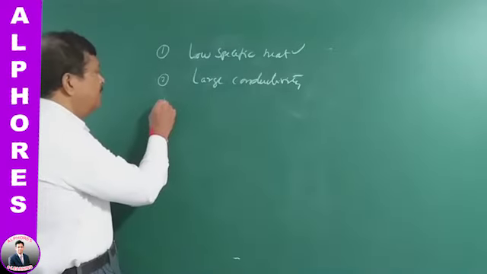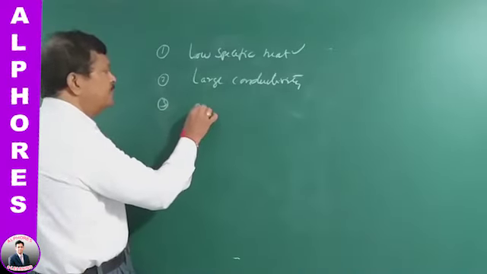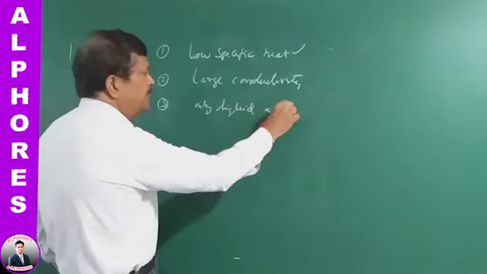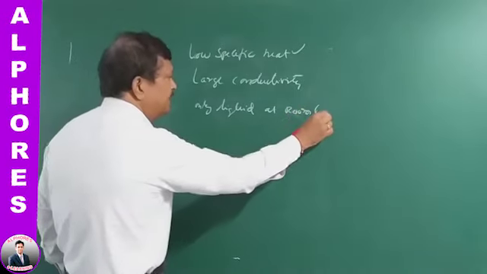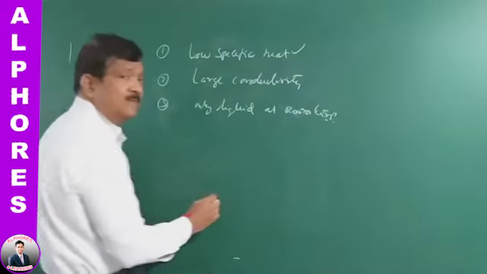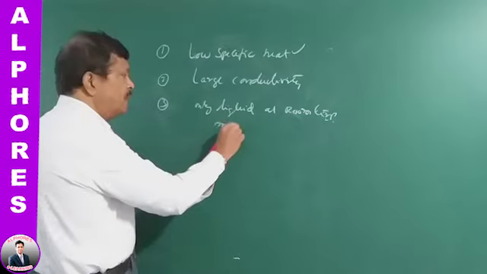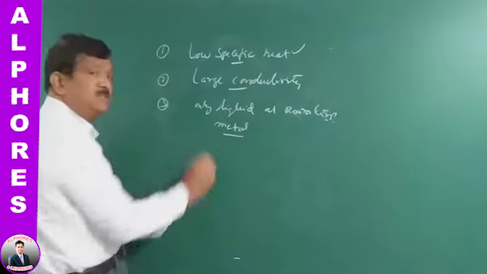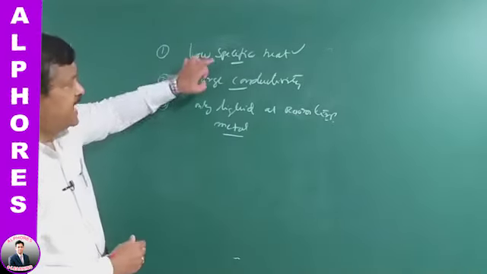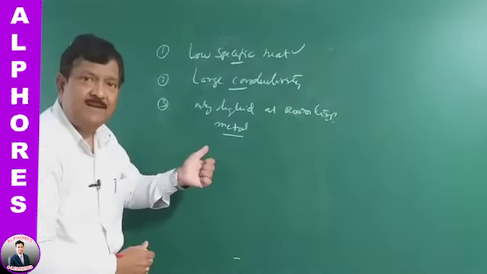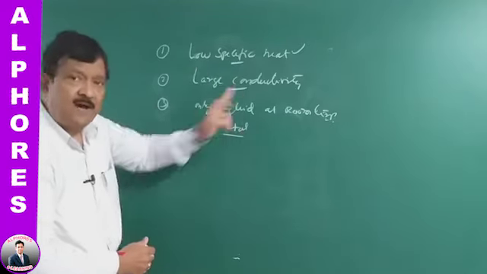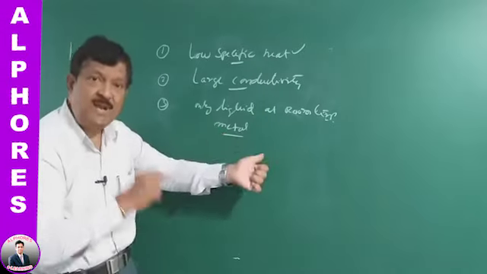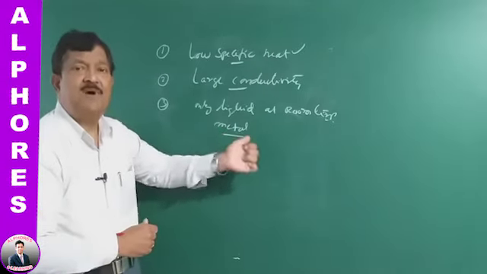And number three, mercury is the only liquid at room temperature. And remember, it is a metal. All metals are characterized by large conductivity and low specific heat. Mercury has these two properties only because it is a metal. Low specific heat and large conductivity are the two properties of metals, and mercury is the only metal present at room temperature in the liquid state.